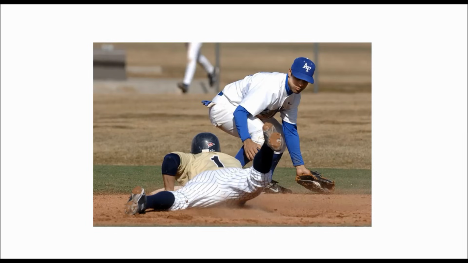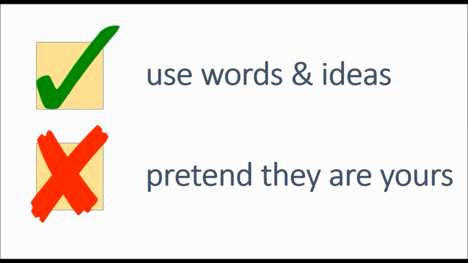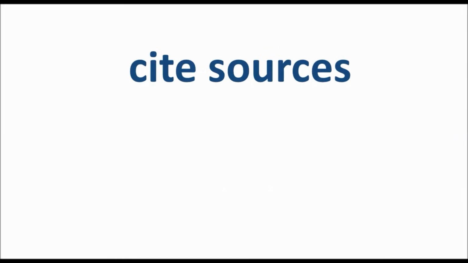Unless you're playing baseball, it's never good for people to think that you are trying to steal. And in academics, it's no different. It's important to make sure that people don't think that you're stealing other people's words or ideas. To be clear, it's okay to use other people's words and ideas. It's just not okay to pretend that they are your words and ideas. And so, we have to cite sources.